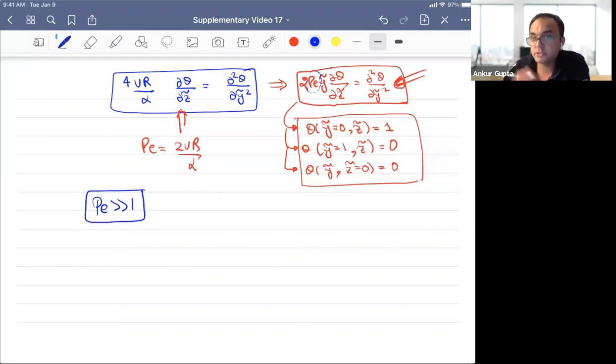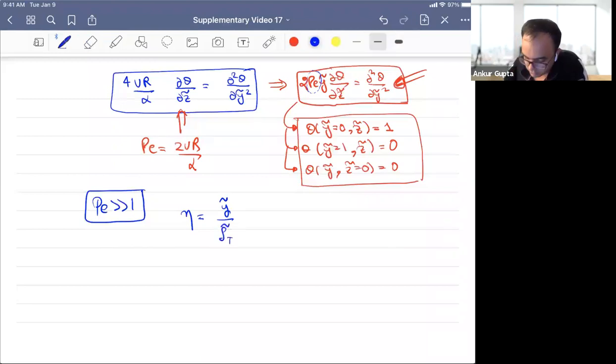So to do that, let's try to find a similarity variable, and then we can see how this problem is apparently semi-infinite, and will become a little bit clearer. Okay, so whenever you want to find a similarity variable eta, we want to write this as y tilde by delta t tilde. That's typically how you want to write it.